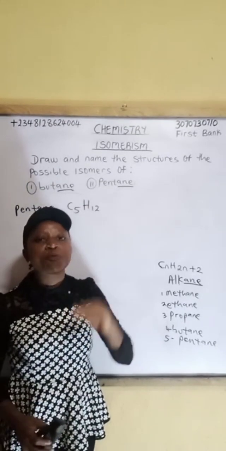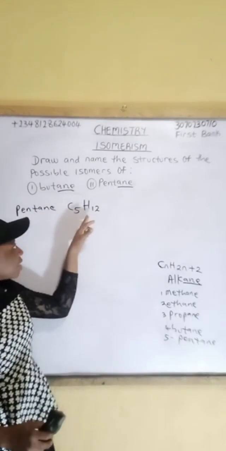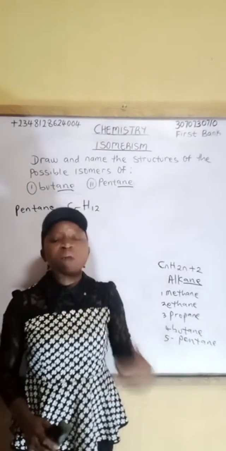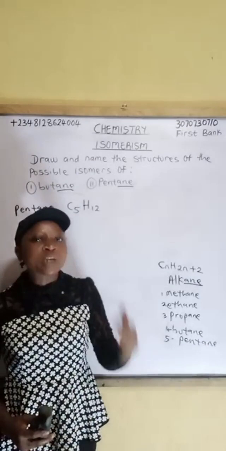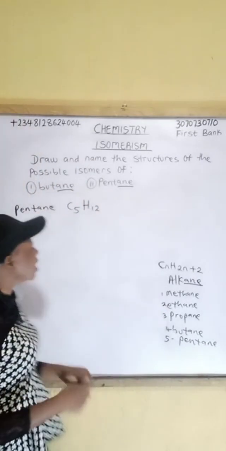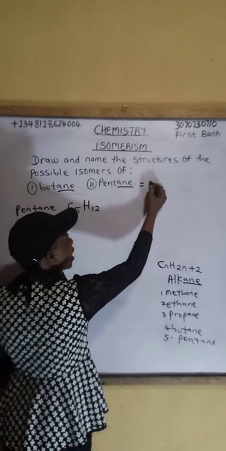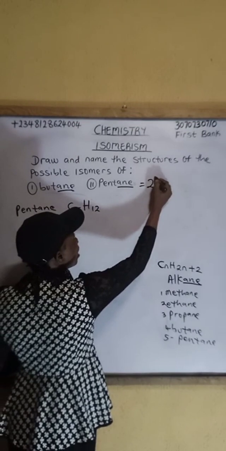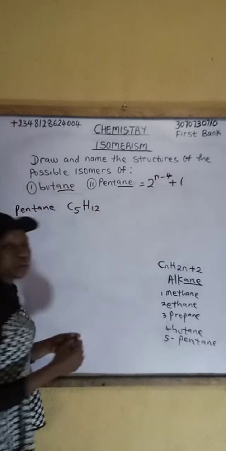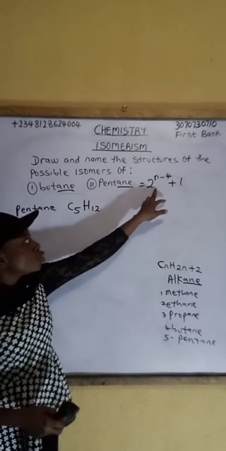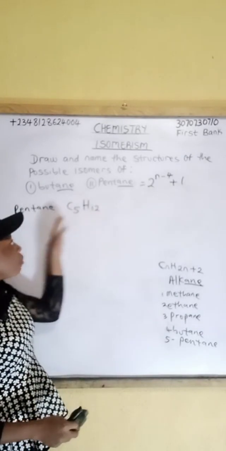Then what are the possible isomers of pentane? The possible isomers means the possible structures that we can derive from pentane. You can use this formula to get the possible number of isomers: 2 raised to power n minus 4, plus 1. This will guide you to know the number of possible isomers that you'll be able to derive from pentane.